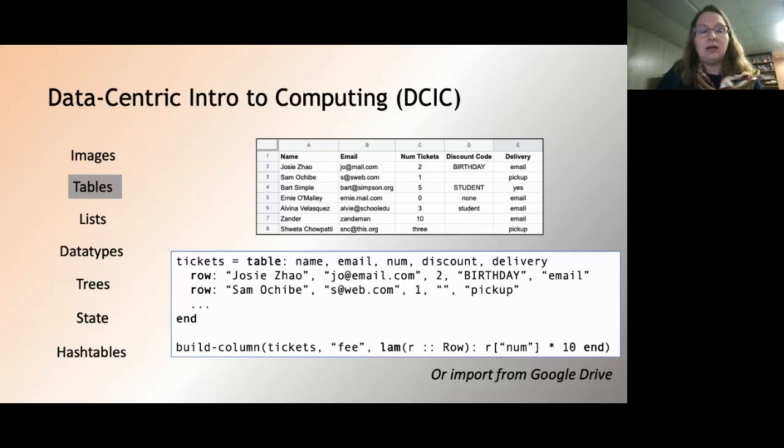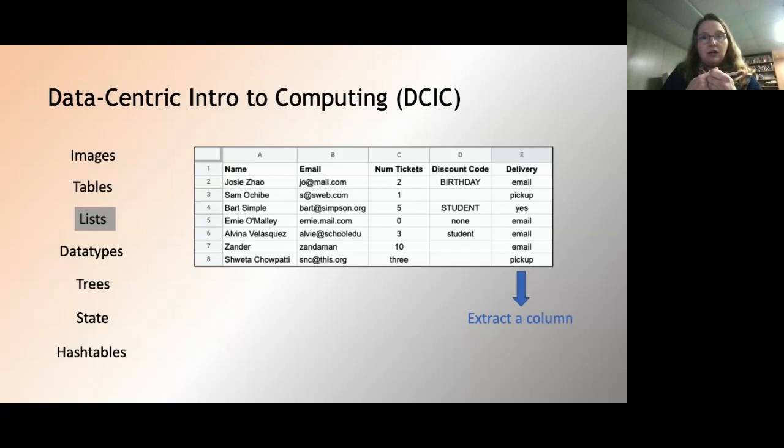Yes, I'm teaching lambdas to intro students. We're doing it in the context of the tables. When we want to get to lists, we pull down a column and do some analysis on it. So here I'll extract this column of all of the delivery methods. And now we start looking: do we recognize all the methods? Are there typos? These are all the kinds of questions, again, naturally motivated from real tasks.